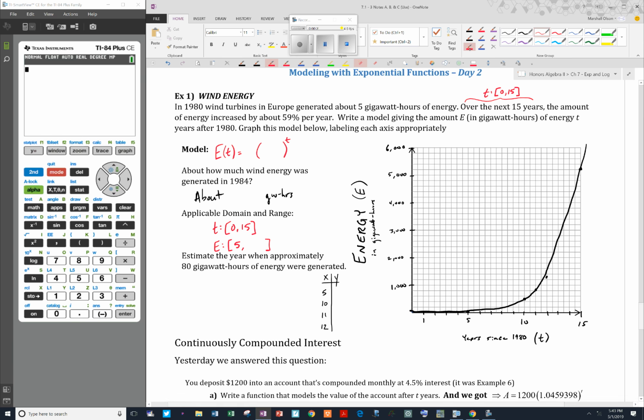I kind of skipped ahead and put the graph there, so just ignore this for right now. We'll talk about that in a little bit. Read through the problem and see if you can come up with that model yourself.